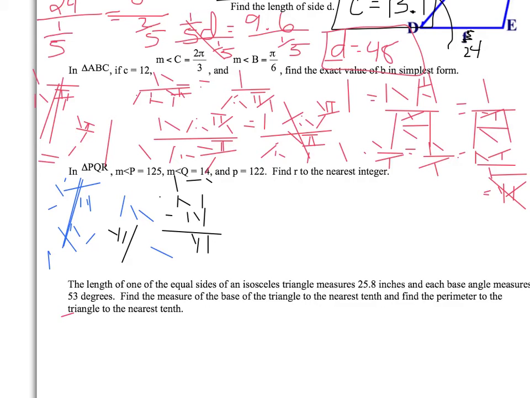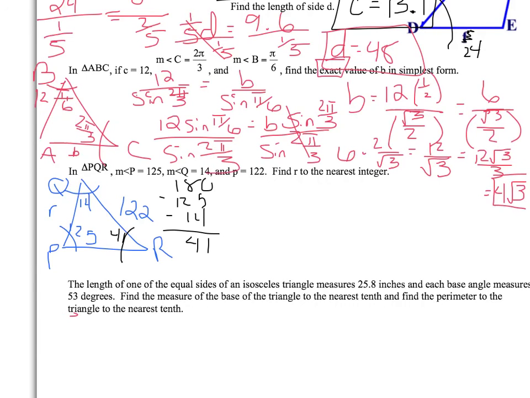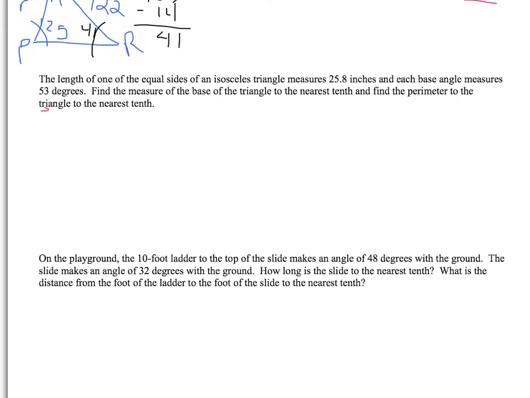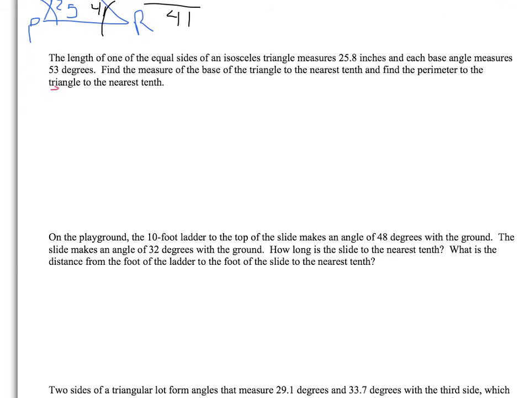Now you have the setup. You guys finish that one later for the do now. I'll set this one up as well, and you guys will finish this one. The length of one side of the equal sides of an isosceles triangle is 25.8. Well, that means the other one is also 25.8. Each base angle measures 53. Find the measure of the base of the triangle to the nearest tenth.